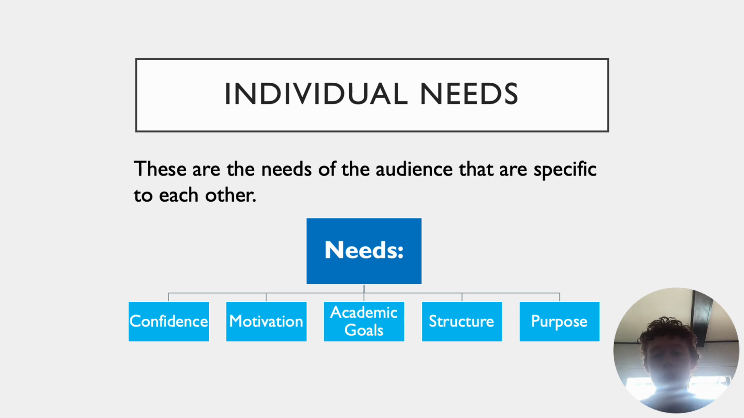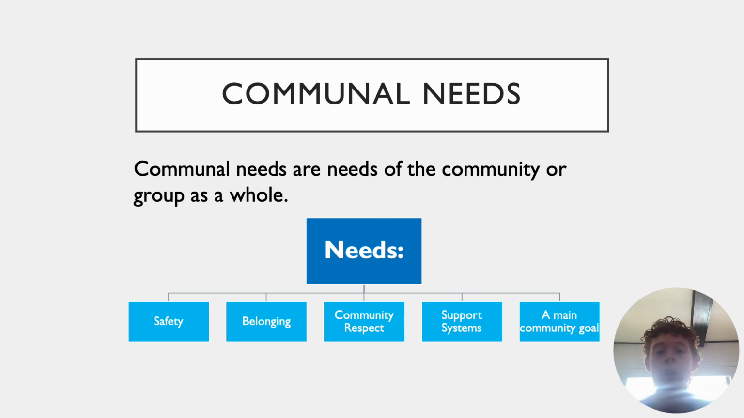So if you're talking to first year college students like myself, you would probably want to be talking about them being included and welcomed because as an individual, that's what they want. And academic goals and how to structure their days and their purpose while they're at campus. Next slide is communal needs. So communal needs are the needs of the community as a group or a whole.